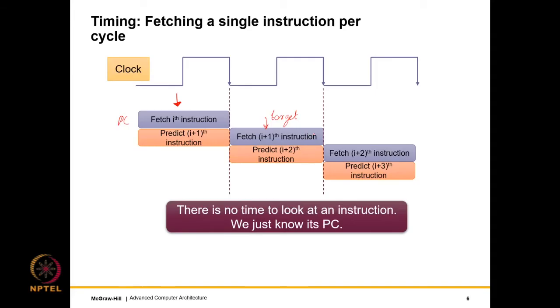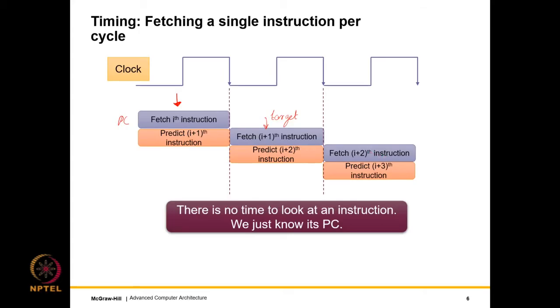The same holds for the I plus 1th instruction also. We don't have enough time to see it, right? The moment we are fetching it, we need to calculate the address of the I plus 2th instruction. So we essentially need to predict what it will be. To predict the I plus 2th instruction, if the I plus 1th instruction is a branch, we'll have to predict its outcome and target. And if it's not, in this case, it's again the PC of this instruction plus 4. So on and so forth, we need to proceed.